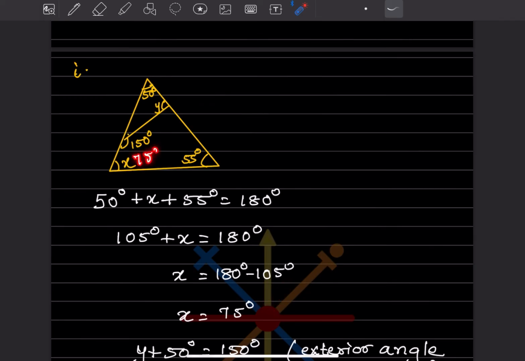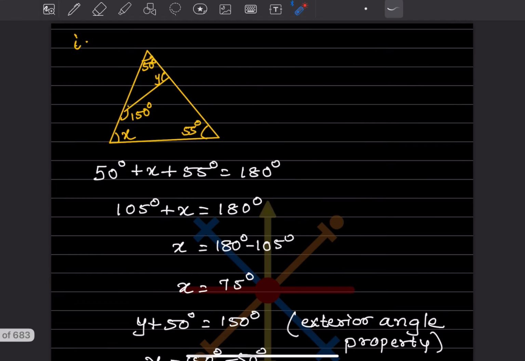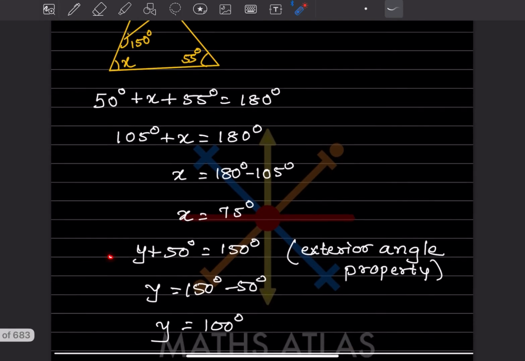So now we have to find out y. See these two angles. You know the exterior angle property, this y plus 50, and you can see this is outside this triangle, on the exterior side of it. So when you add this 50 plus y, that should be 150, because of the exterior angle property. So we can write here y plus 50, that is 150.